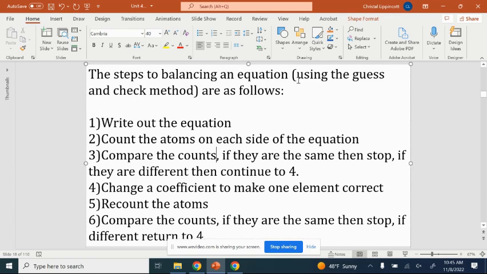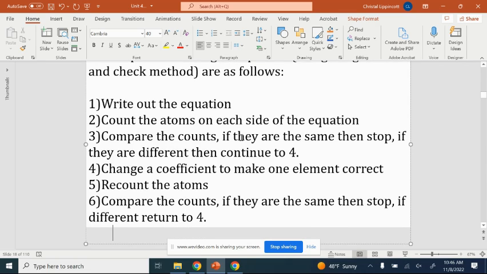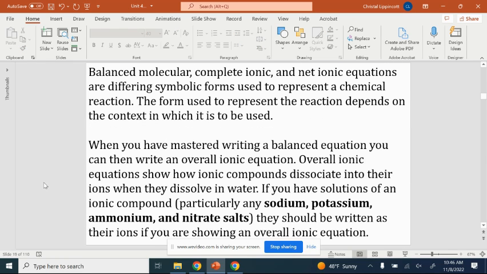Here are the steps for balancing an equation. Okay, write the equation. Count the atoms on each side. Compare the counts. If they're the same, you stop. If not, use the coefficients to make one element correct, recount, and then compare those counts. Remember, leave the singletons to last when you're balancing. Even and odd, we double the odd. Okay? Even and odd, double the odd.